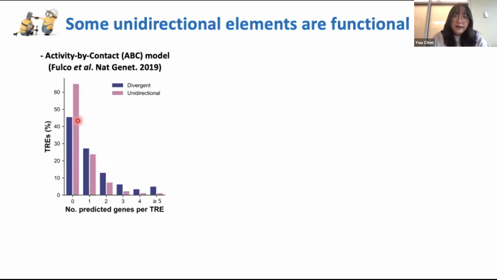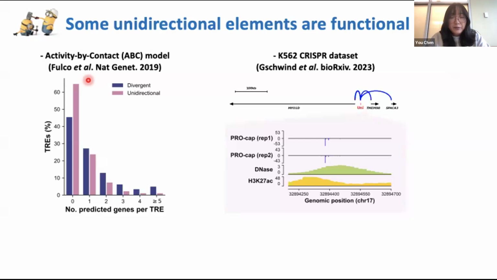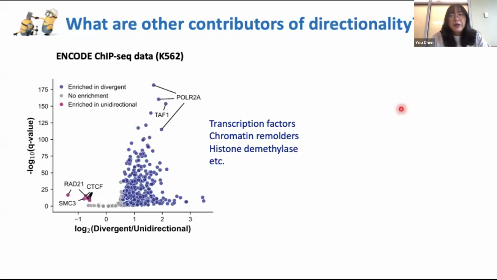We can see that there is a higher proportion of unidirectional elements that don't have predicted target genes, indicating that some of them may still be in a less mature stage, though others may have gained regulatory functions. In addition to in silico predictions, we also examined regulatory effects of unidirectional elements using a publicly available CRISPR dataset. For instance, the deletion of this element significantly reduced the expression levels of these three target genes by 30 to 40%.